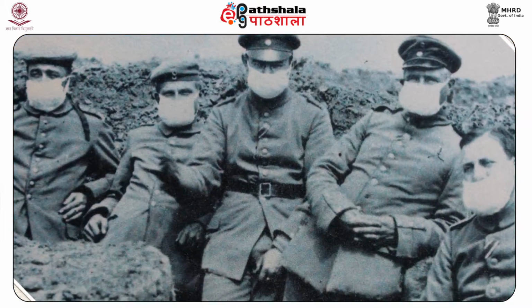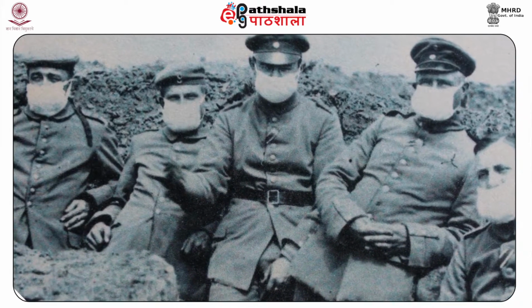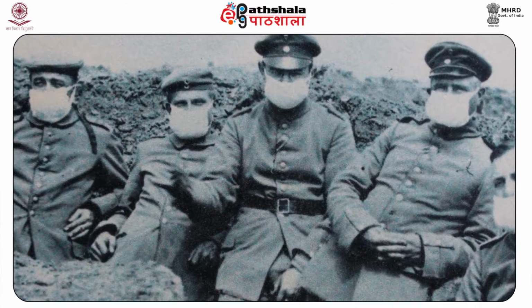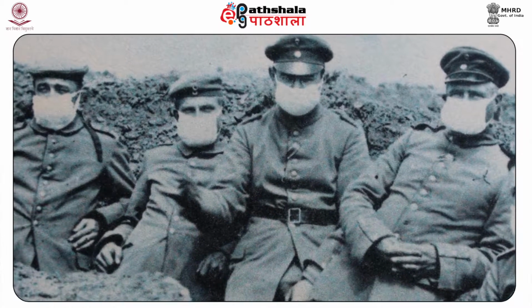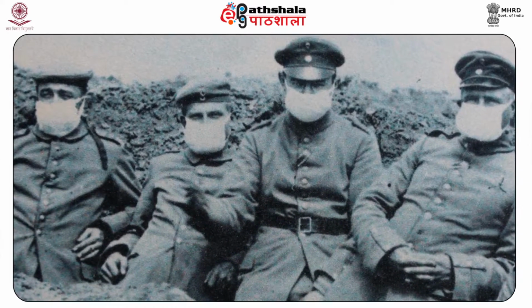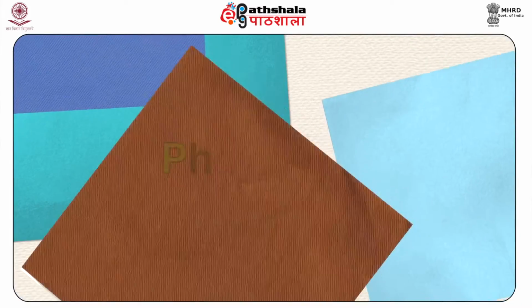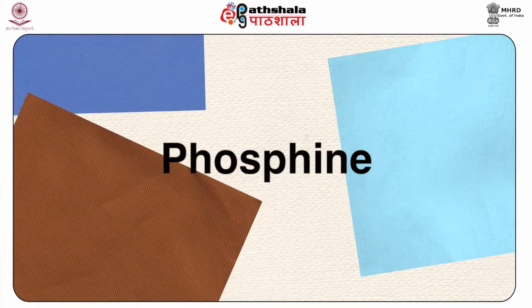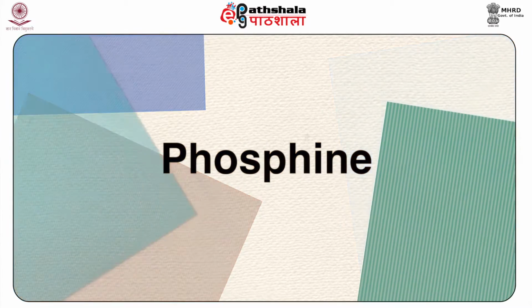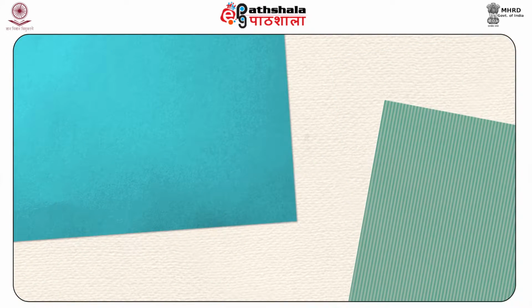Phosgene was used as part of chemical warfare during World War I. Prepared for the first time in 1812, phosgene has a large-scale presence in World War I as an asphyxiant war gas.